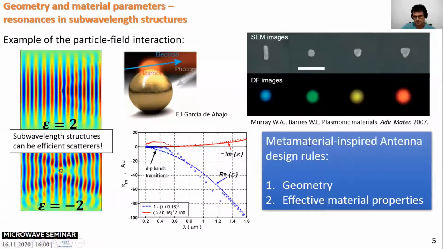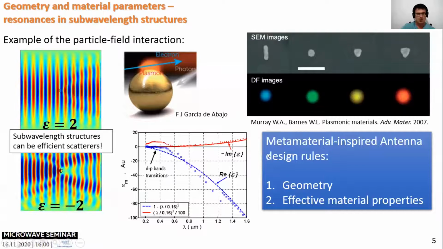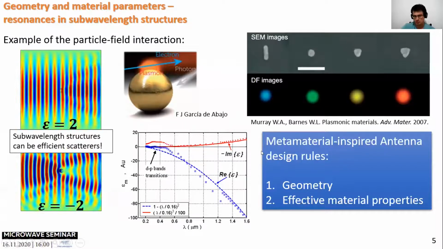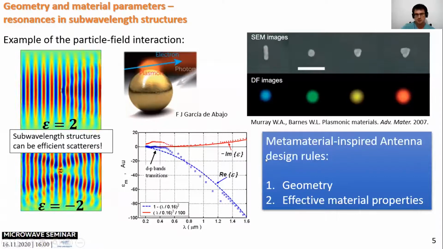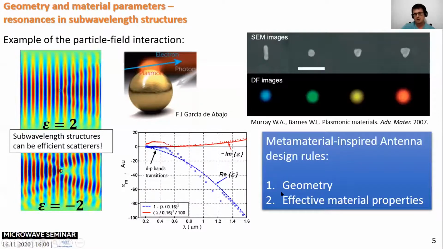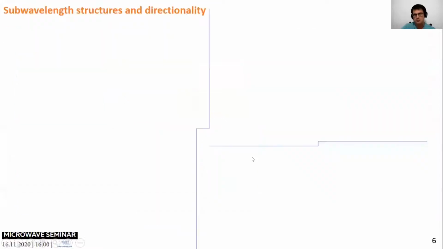Thus we conclude this introductory point on two most important design rules for metamaterial inspired antennas or scatterers. And they are related to the geometry and to its effective internal material parameters.